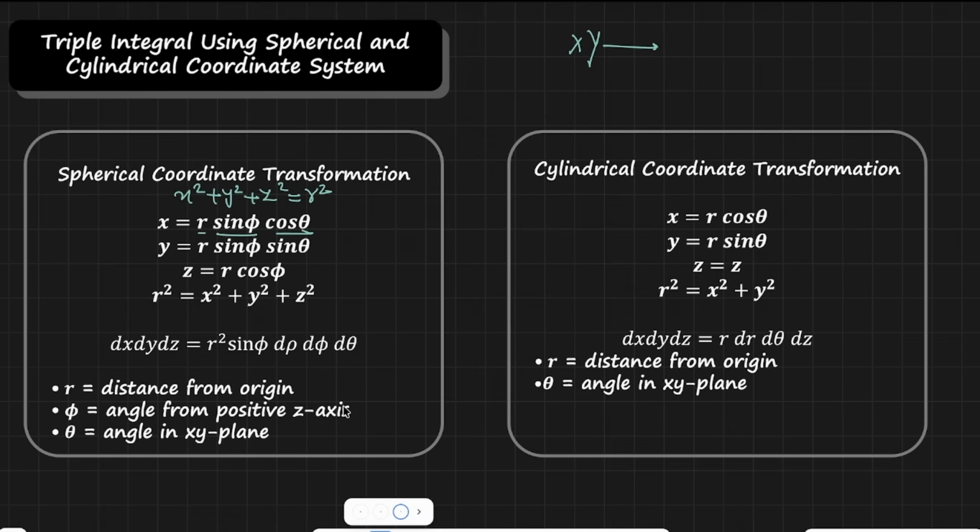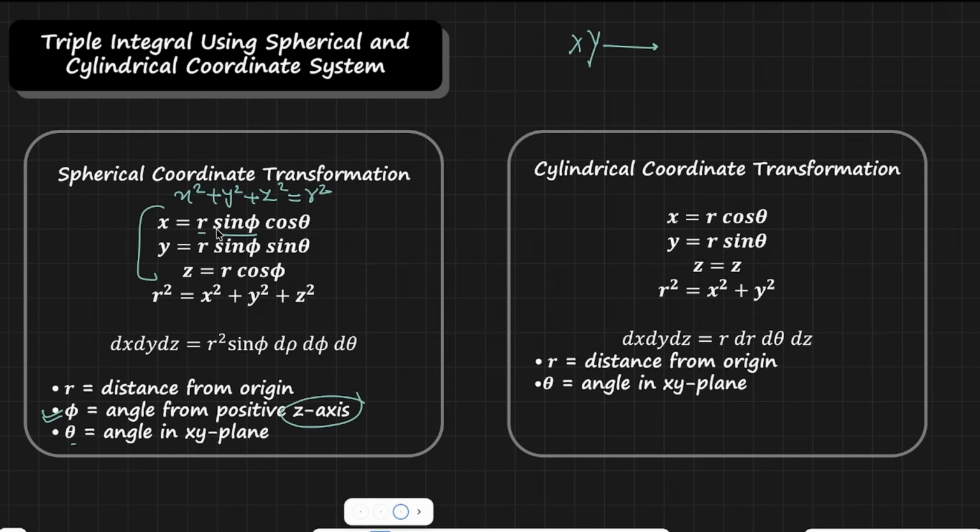Sorry, this is written wrong here. Phi is the angle from the positive z axis, so z is r cos phi. Phi will always be from 0 to pi, measured from the positive z axis, and theta is the angle in the xy plane.